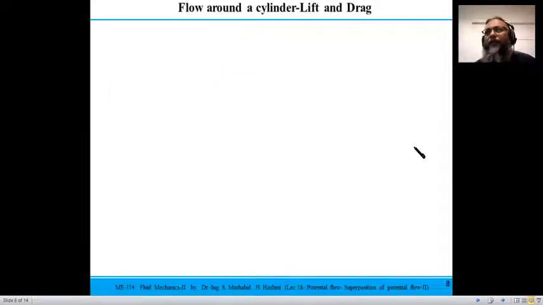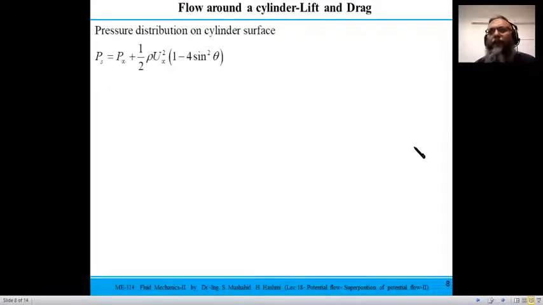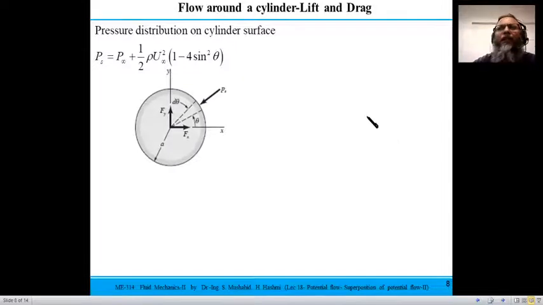Okay, now let's calculate the drag and the lift force. As you know, the pressure distribution is something known. The pressure at the surface of the cylinder is Ps, which is this pressure. So we know the velocity at the surface.